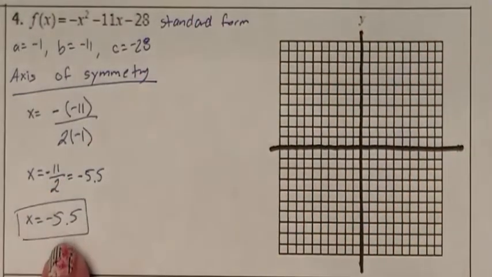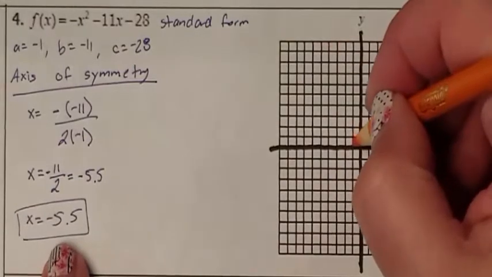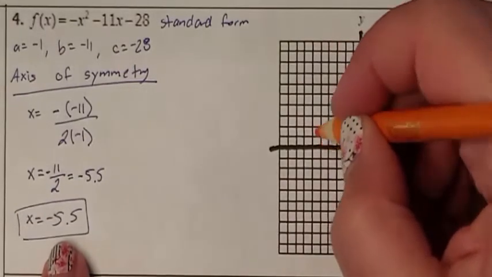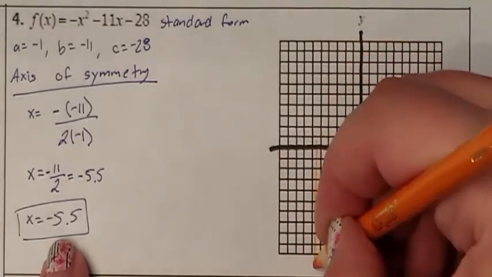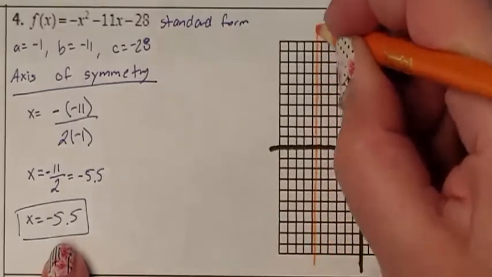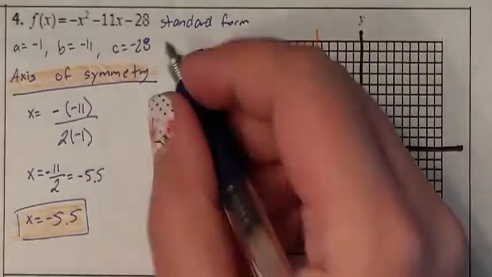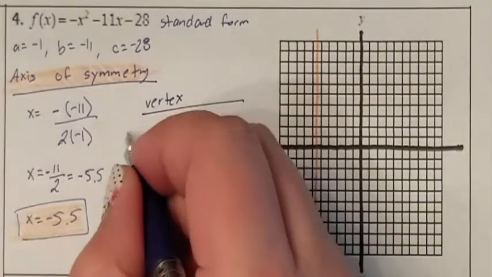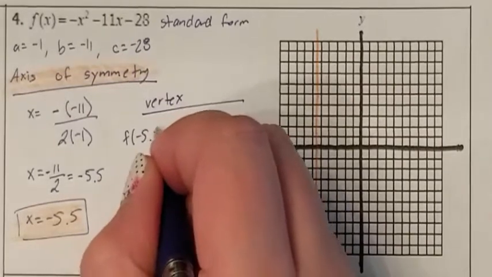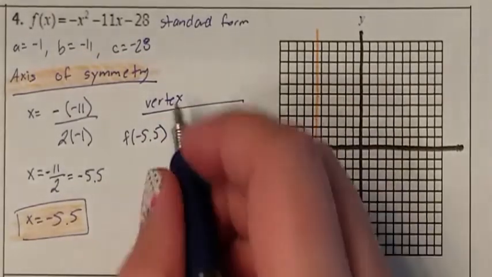X equals -5 is going to be 1, 2, 3, 4, 5. Here is -5.5 on our axis of symmetry. Now on that line, I need to find my vertex. Remember to find your vertex, you are solving the function at the axis of symmetry.